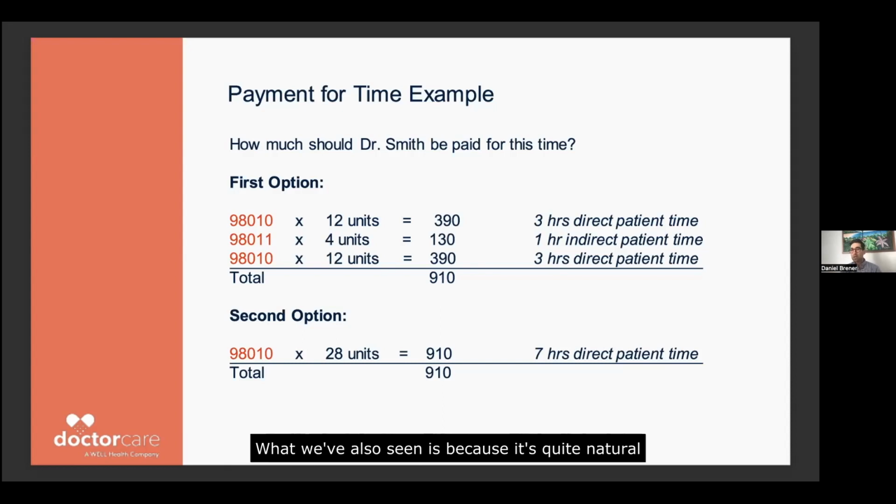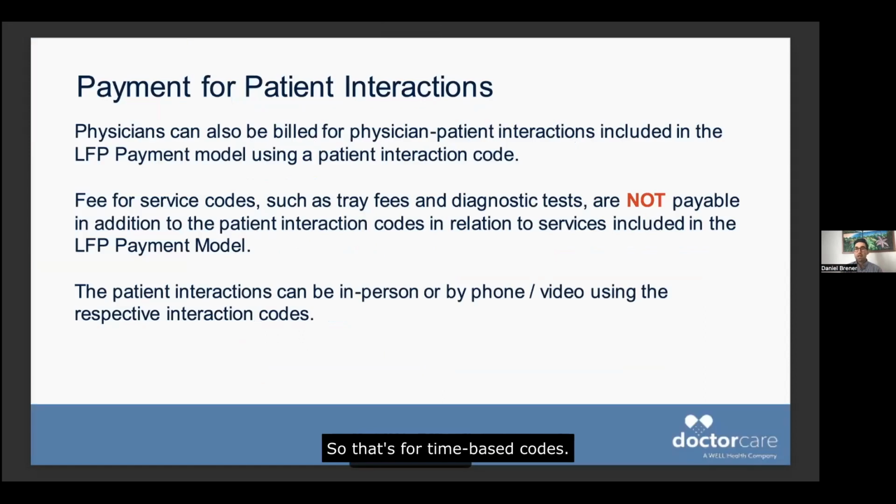What we've also seen is because it's quite natural to do direct and indirect patient care throughout the day, rather than going back and forth between the codes, you can actually just lump them together. And you can bill all 7 hours or 28 units under Jane Doe, so your first patient of the day, and bill it all as direct patient care. And that's because it's understood that you go between direct and indirect patient care throughout the day, so that you can just lump that all into one big payment. So that's for time-based codes.